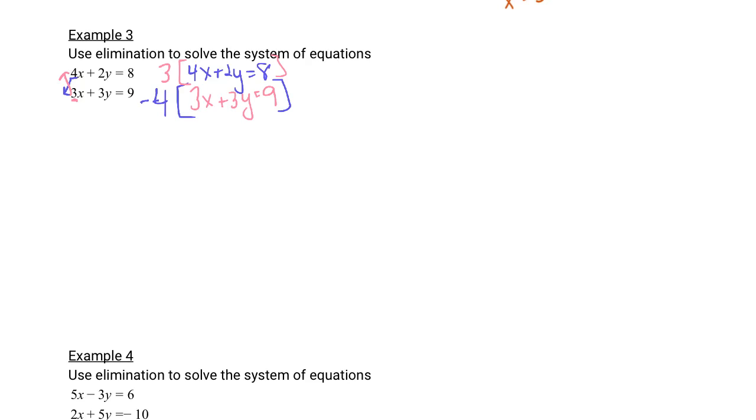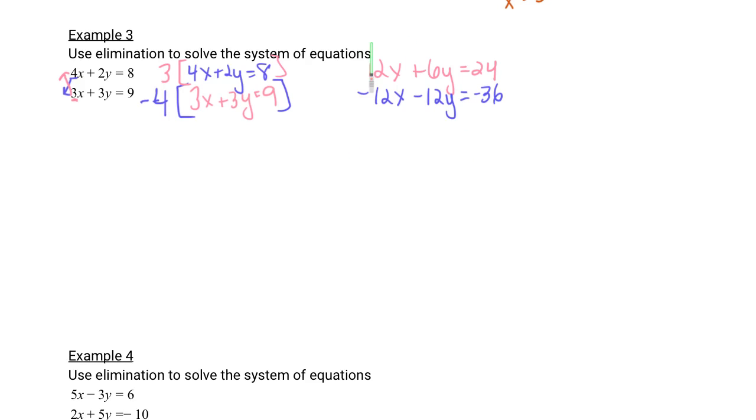So now I can multiply these equations. Let's rewrite them again. 12x plus 6y is 24. Bottom equation, negative 12x minus 12y is negative 36. Now, you can see they're essentially the exact same equations. I've just multiplied them both by constants. So everything is the exact same as it was, just to a different factor.